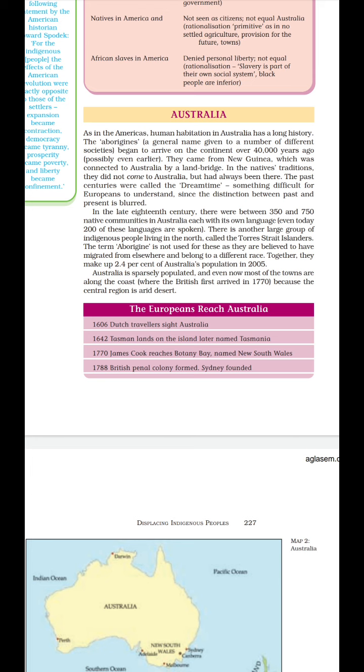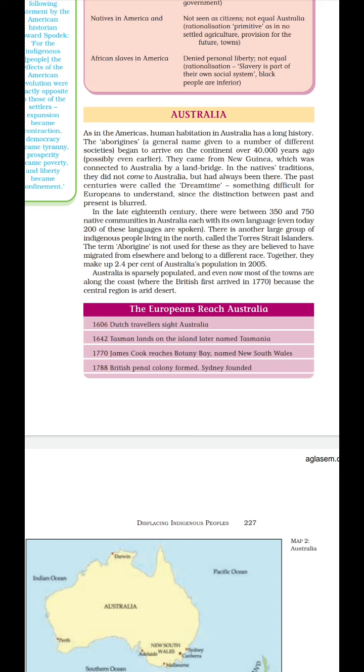Now, the past century was called dream time. Why? Because for the Europeans, it was a difficult time, or we can say it was a blurred time for them, as they could not understand the right thing, nor could they justify anything properly. Clear? So, in the late 18th century, there were about 350 to 750 native communities in Australia, and those native communities had their own languages.